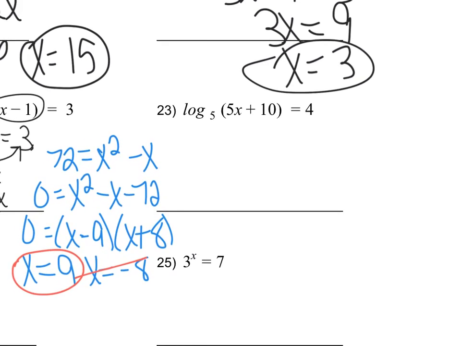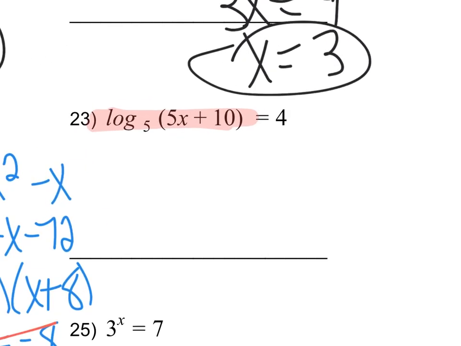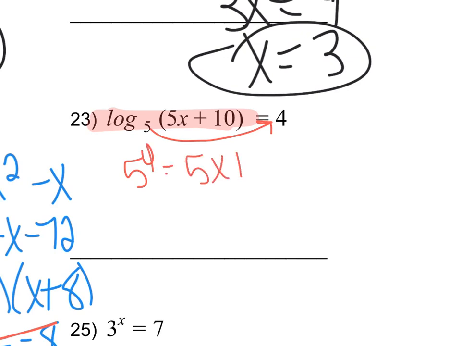On question number 23, if you notice, there is only log base 5 of something on one side. It's nothing that we need to condense or anything yet, because there's only one log on one side of the equation, which means if we need to solve this, we can't just set anything equal to each other just yet. We need to rewrite it as an exponent. So I'm going to say 5 to the fourth equals 5x plus 10.